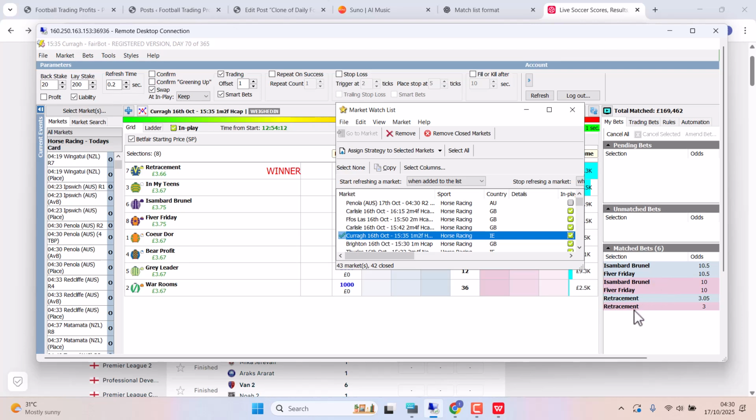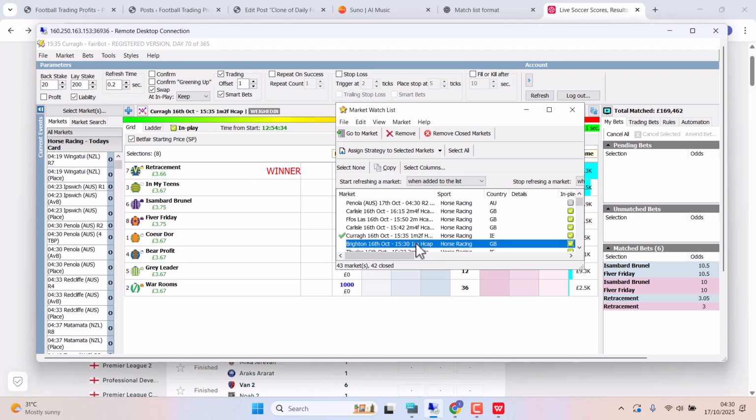Even going in with the favourite here, retracement at 3s. A line of resistance or support at 3s, bouncing off that. Isambard Brunel and 5 of Friday, both at 10s, bounced off at 10.5. That relative to trading profit for me per race is excellent.